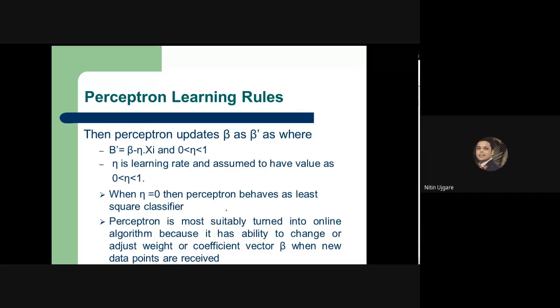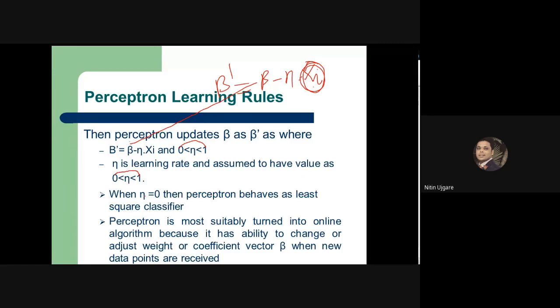So beta dash is the updated weight, and it is calculated as beta minus n, where n is my learning parameter, whose value lies between 0 to 1, into xi. Xi is the input instance which is misclassified. Now, after updating the weight vector, we are trying to classify this xi correctly.